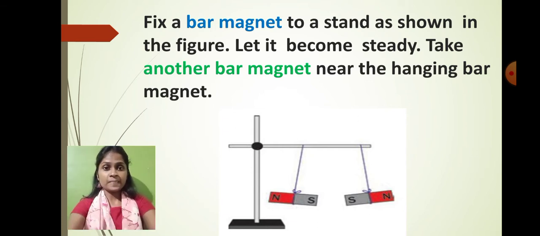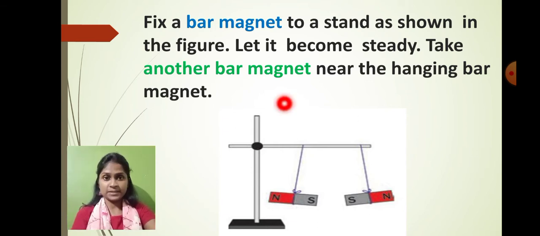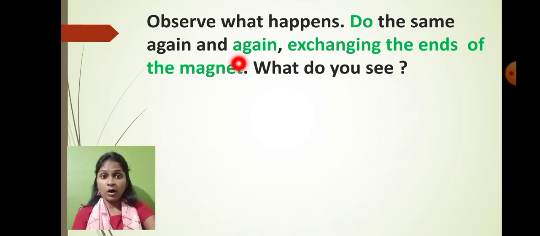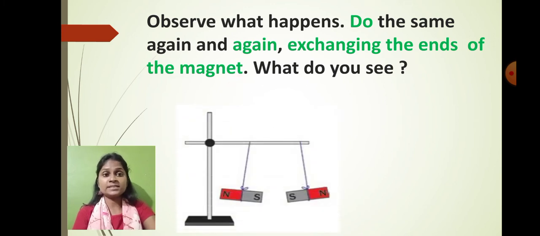Students, now the next property. Fix a bar magnet to a stand as shown in the figure and let it become steady. Now take another bar magnet near to the hanging magnet. We have placed the two bar magnets near to each other. Observe what happens. Do the same thing again and again, exchanging the ends of the magnet.